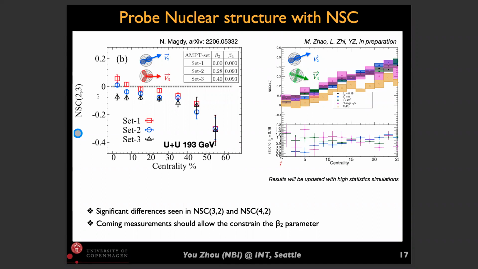So what do these results tell us? I guess it means the correlation between V2 and V4 is sensitive to the deformation of the nuclei, or the deformation in general. If you have a larger deformation, you have a larger correlation between V2 and V4 and also V2 and V3. However, the triaxial structure does not significantly affect this correlation.